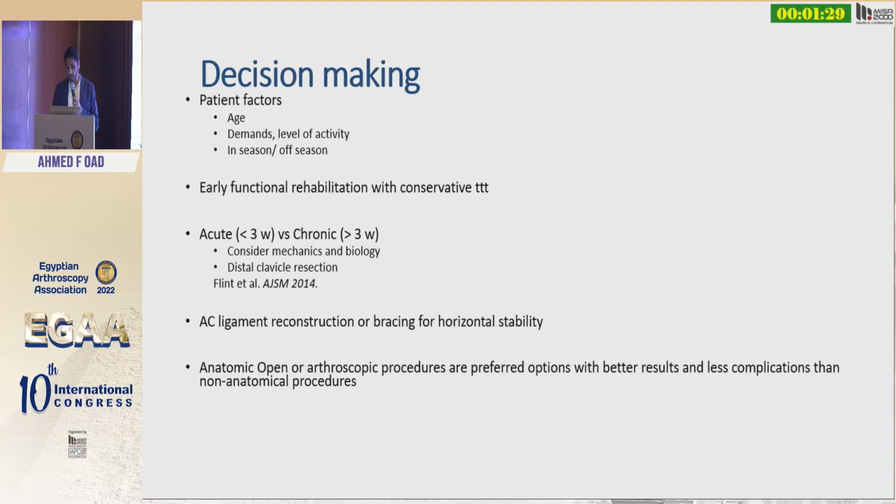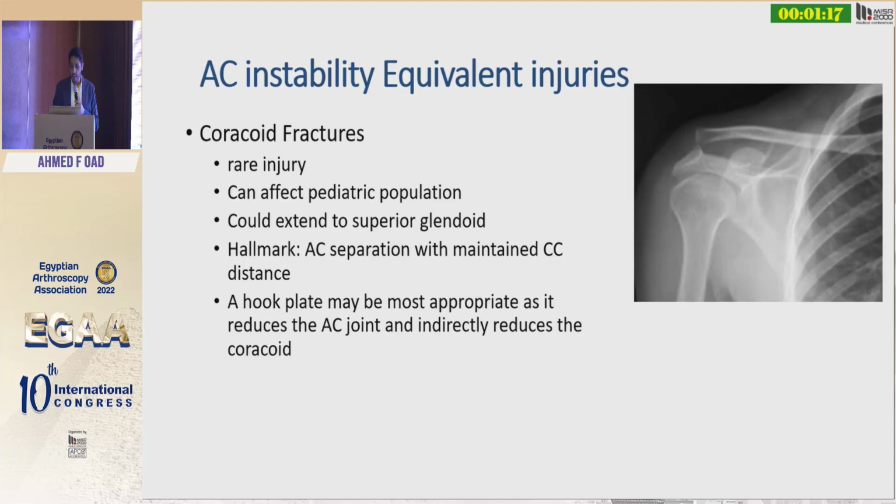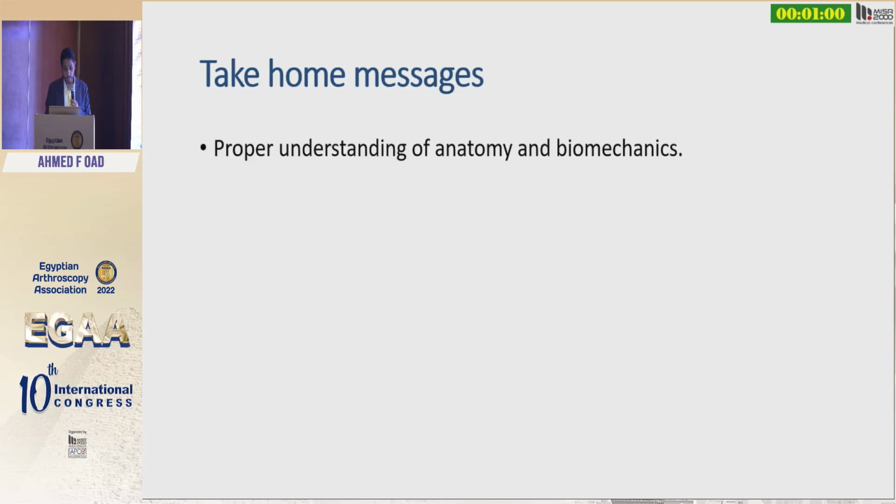Anatomic open or arthroscopic procedures are preferred options with better results and fewer complications, and always exclude coracoid fractures before operating, because this always bases your treatment. AC instability equivalent, if you ever see this, the AC joint separation with maintained CC interval, then you always have to expect a coracoid fracture, and this is when CT comes to a very important role.